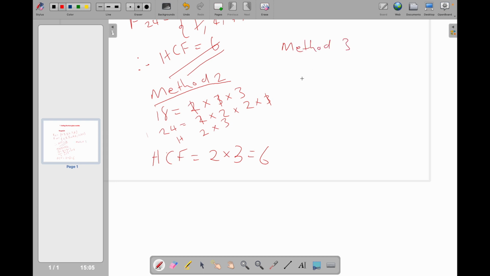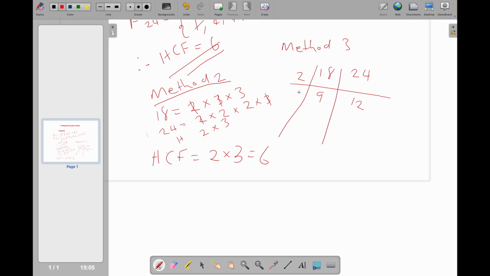Method 3. So method 3 is we write 18, and we write 24 next to 18, like this. We start dividing these numbers from the smallest number going up. So let's start with 2. We can divide by 2 here. So 18 divided by 2 is 9, and we also have 24 divided by 2 is 12.